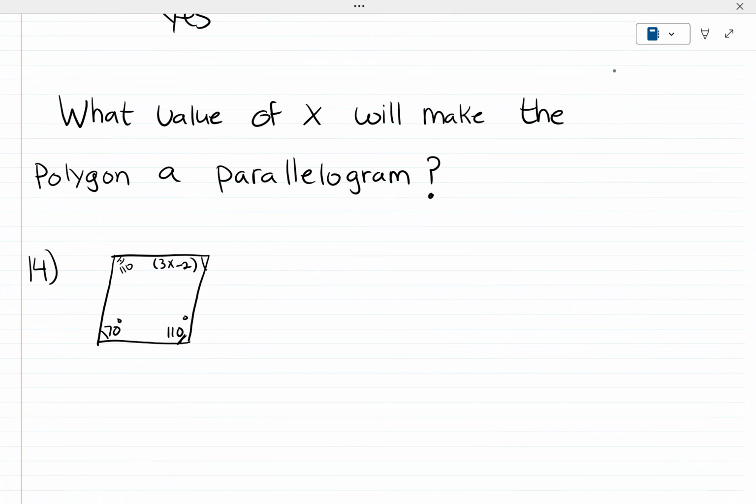But we gotta find x. So we gotta focus on this angle and then this angle. We said that opposite angles are congruent, so we could say 70 equals 3x minus 2. And then you go ahead and solve for x. So I would add 2, so that's 72 equals 3x. Divide this by 3, x equals 24.